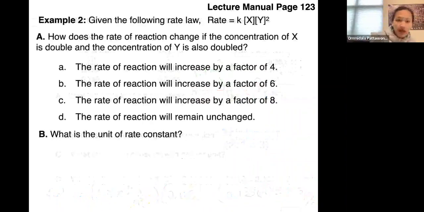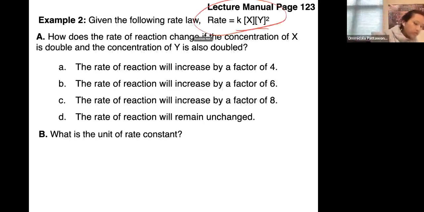Now, the next thing we're going to take a look at is the conceptual problem. This problem is giving us the rate law expression already. It's this one right here. According to this rate law, the rate is directly proportional to x and directly proportional to the square of y. So we can say that it's first order with respect to x, second order with respect to y, and third order overall.